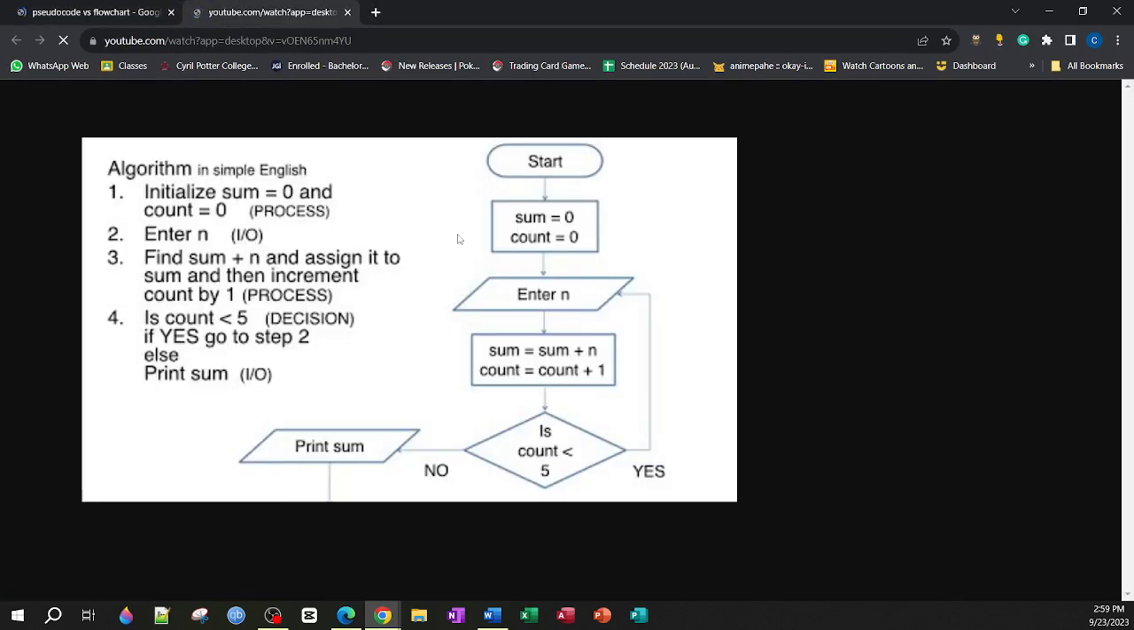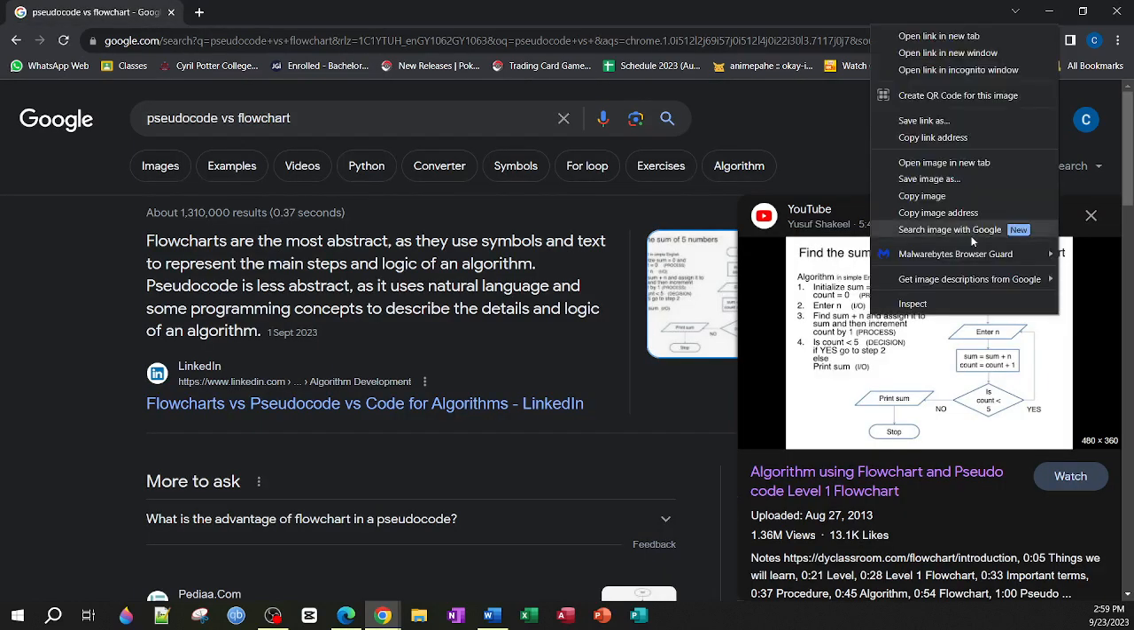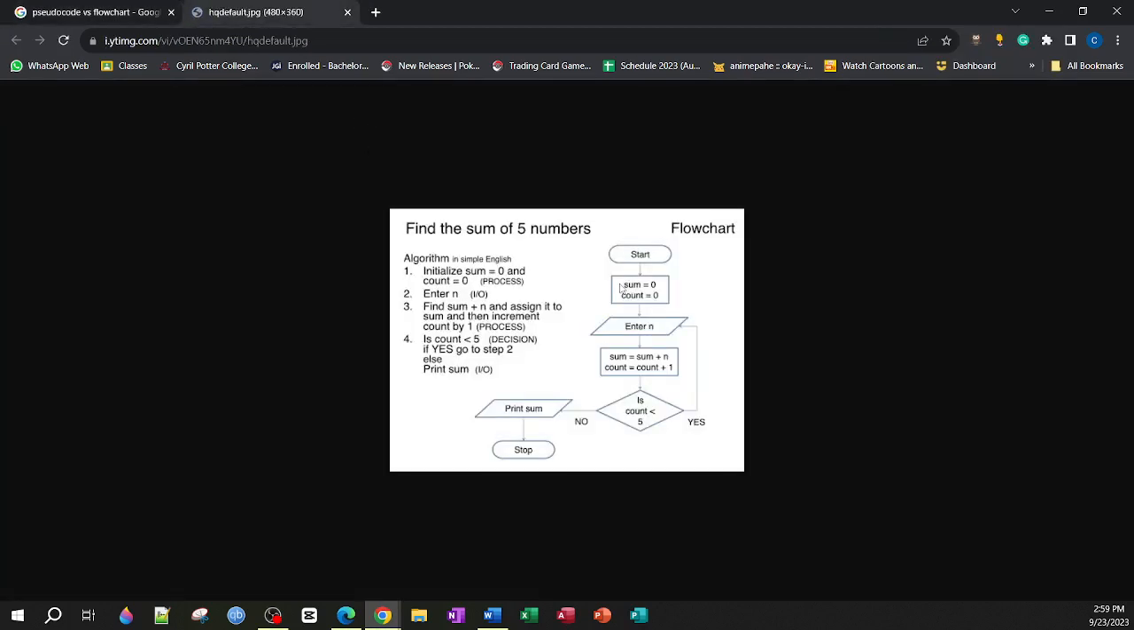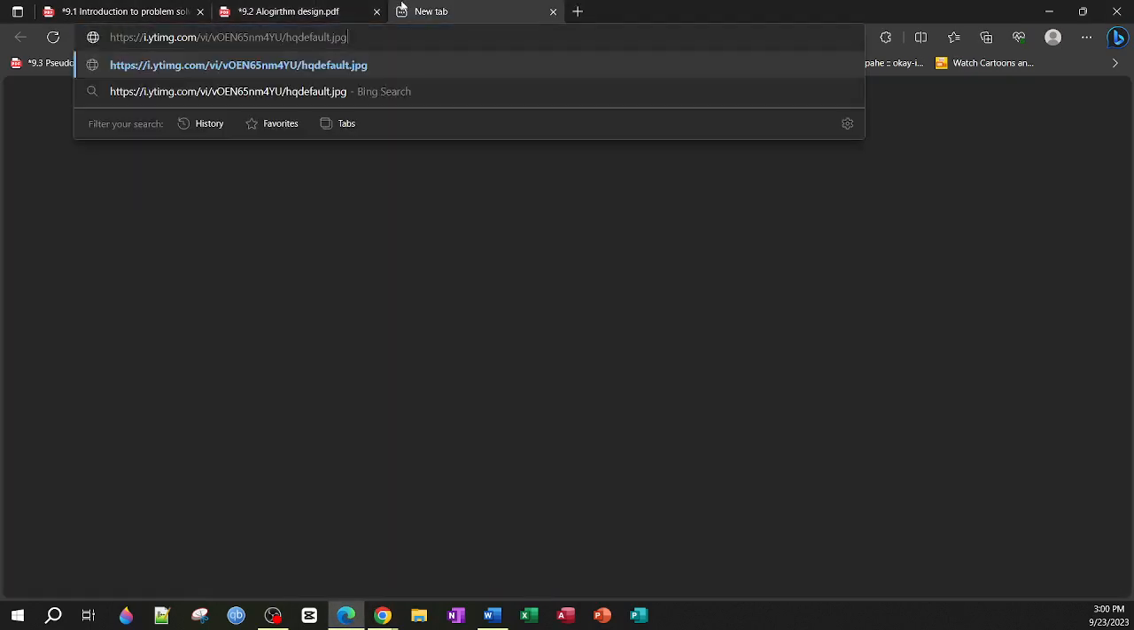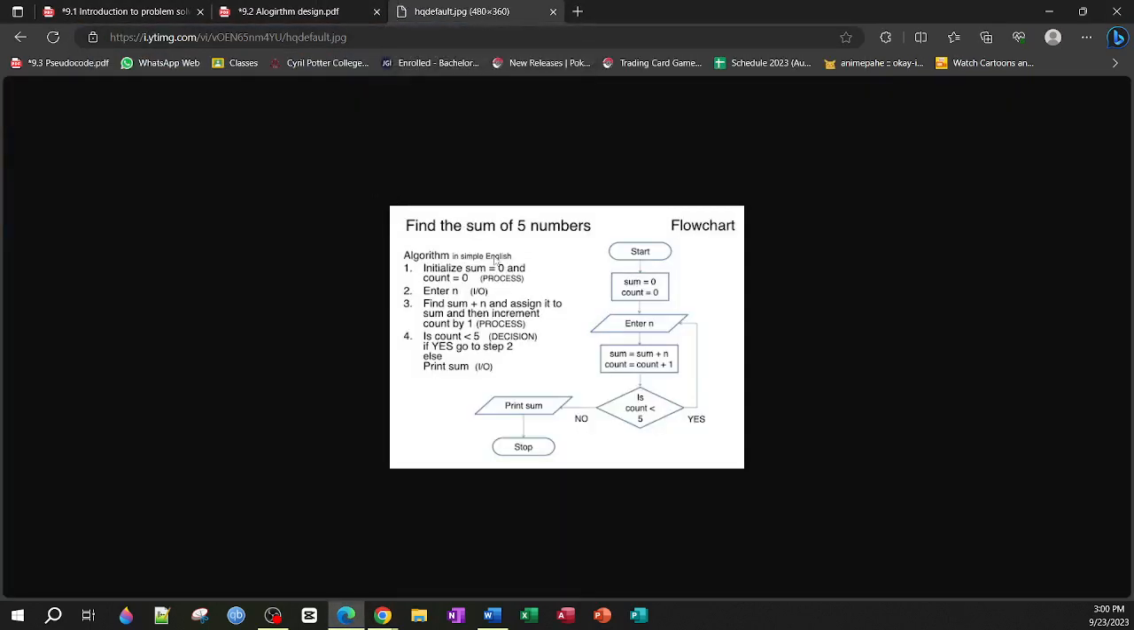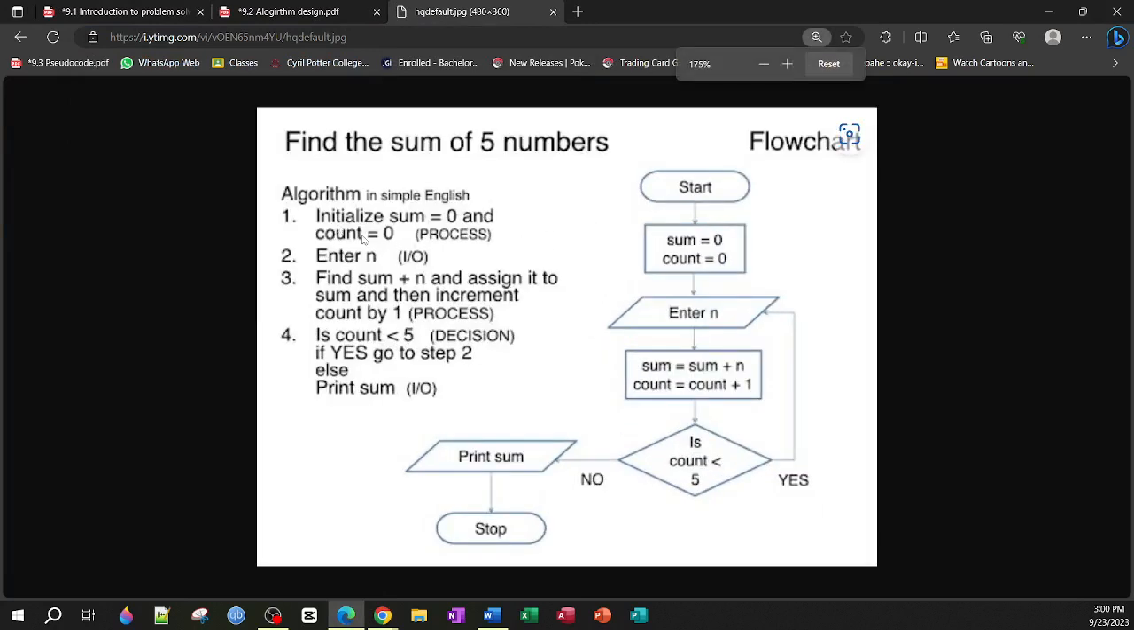Good. So this here is an example of an algorithm in pseudocode on the left hand side versus a flowchart on the right hand side, and they're roughly doing the same thing, just that one is in English sentences, as you can see on the left, and one is in diagrams, shapes, basically.